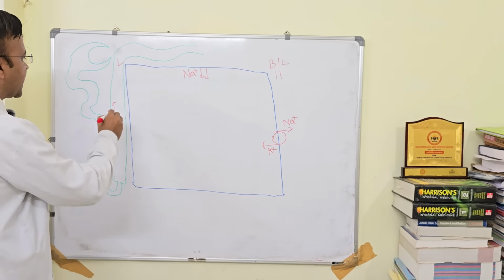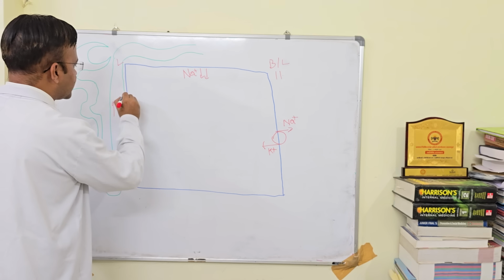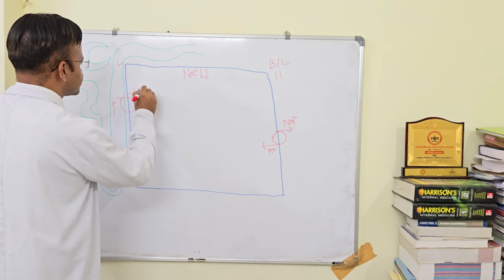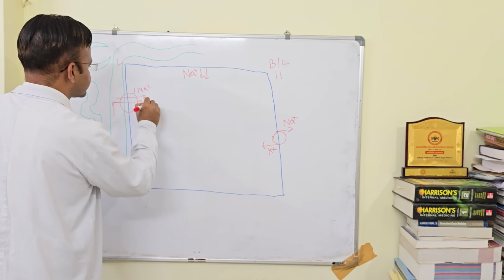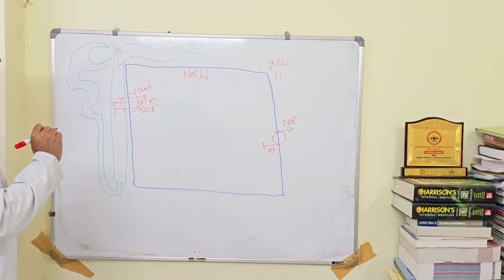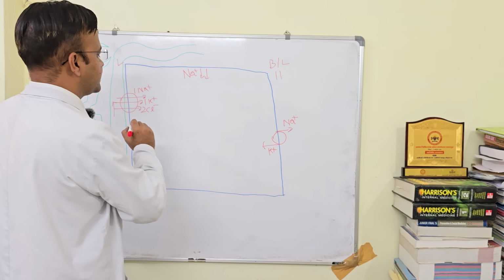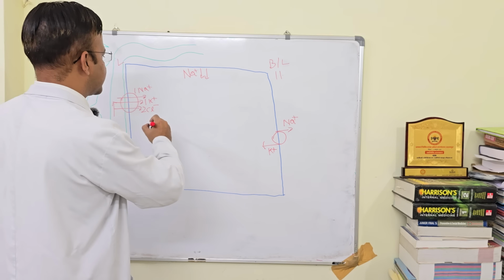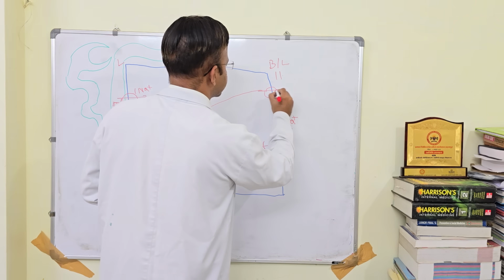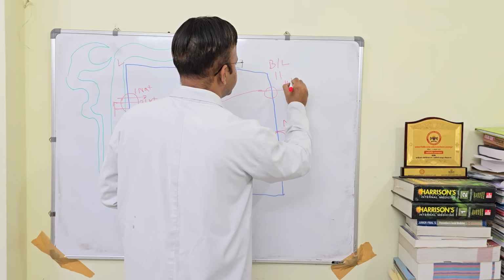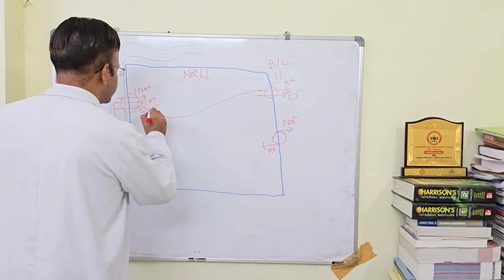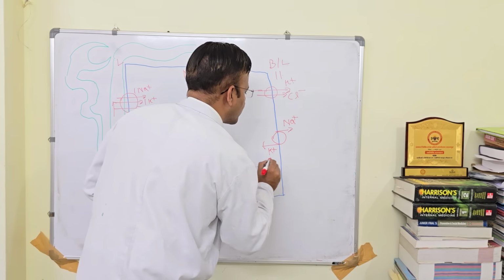And this gradient will be used by one very important transporter: one sodium, one potassium, and two chloride. Now these 2 chlorides which have entered inside can escape this cell via two routes. One is the potassium chloride symporter. The other very important route is the chloride channels over here.